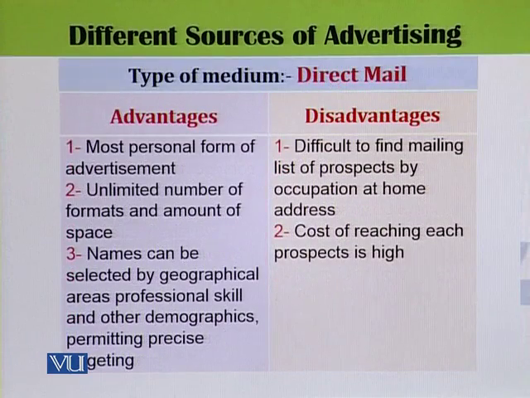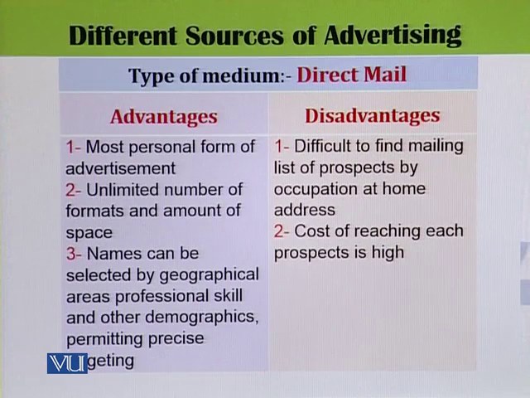Another very common type of medium used for advertisement is direct mail. You develop a very beautiful, very attractive advertisement, and then you can send it to personal addresses. So it is an advantage. There is an unlimited number of formats, and the amount of space is unlimited as well. You can give bigger ads, make different kinds of formats, and use different colors. Names can be selected by geographical area, based on professional skills, or based on demographic variables, permitting precise targeting. So the best thing about direct mail is that it provides a more targeted audience.